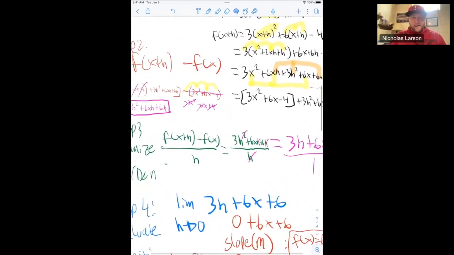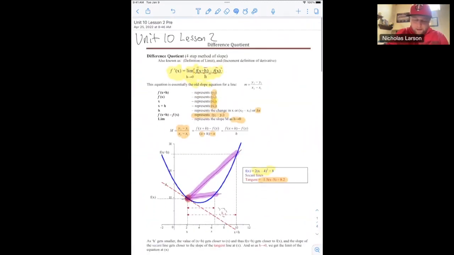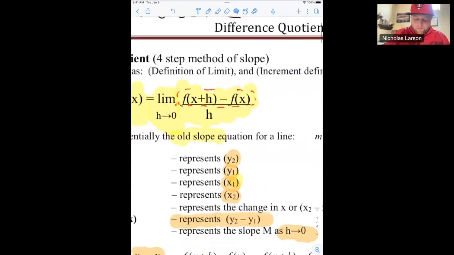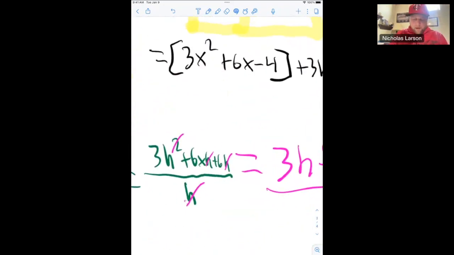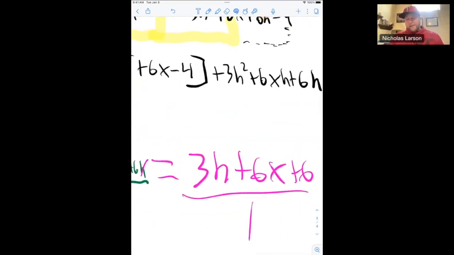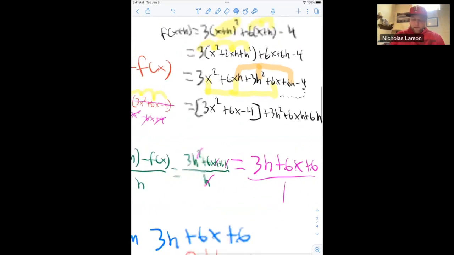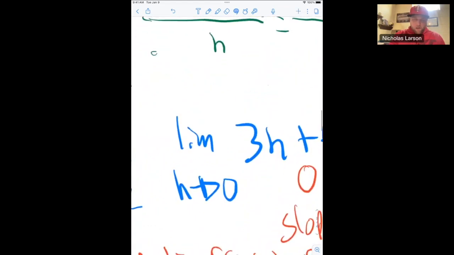And now again, as I set that up, I still have to include my h on the bottom. That comes from my initial equation. And so I'm saying, all right, let's go and work through 3h squared plus 6xh plus 6h. If all my terms have an h, I can cancel that out from the denominator, and I'm left with 3h plus 6x plus 6. Now I go ahead and focus on the limit as h approaches 0.